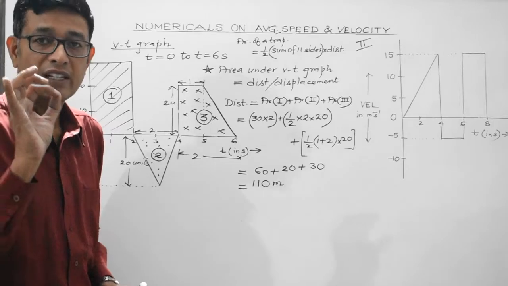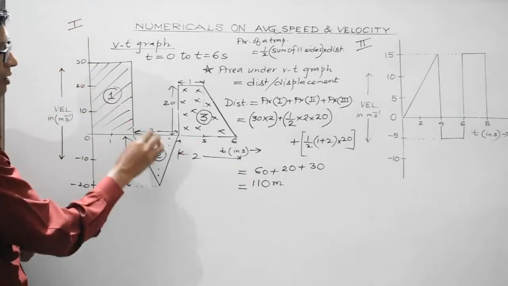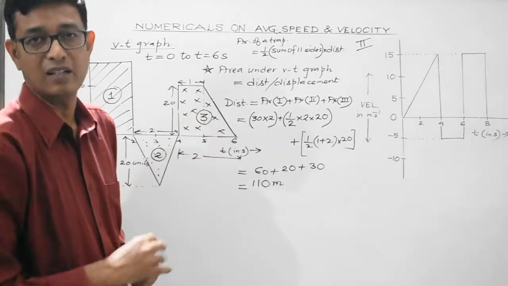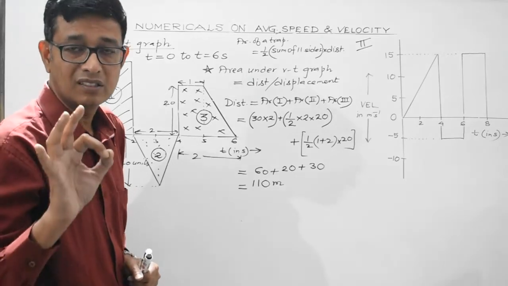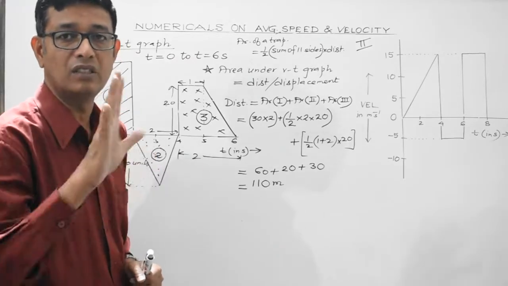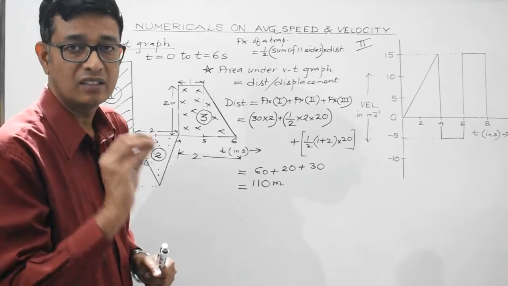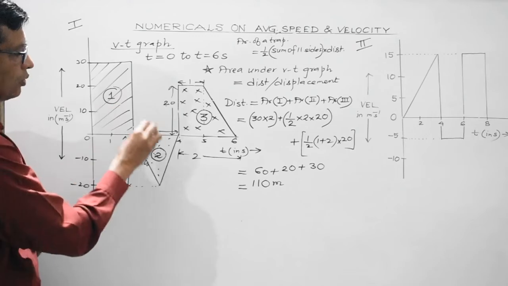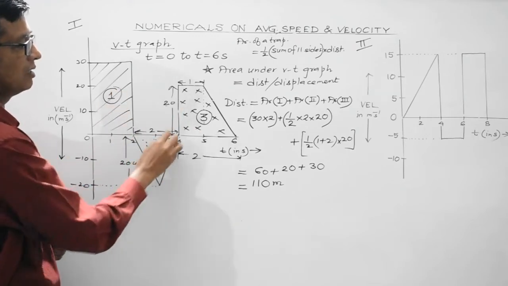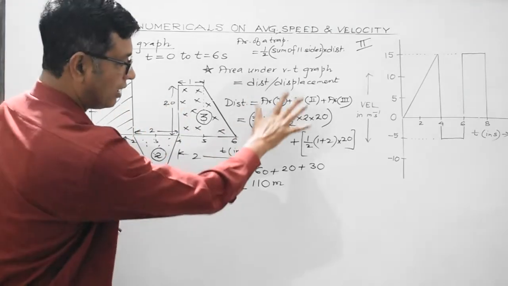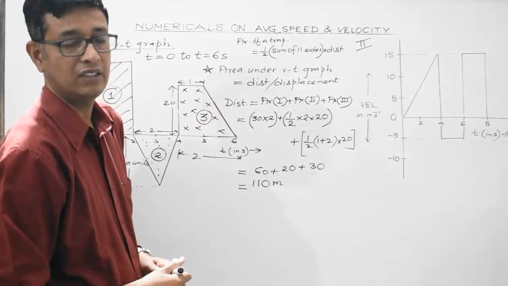So while calculating distance, the areas are to be simply added up. Always remember, distance is the length of the actual path covered. It can't be negative. So while calculating distance, you simply need to add the areas under the VT graph. That is what I have done here.